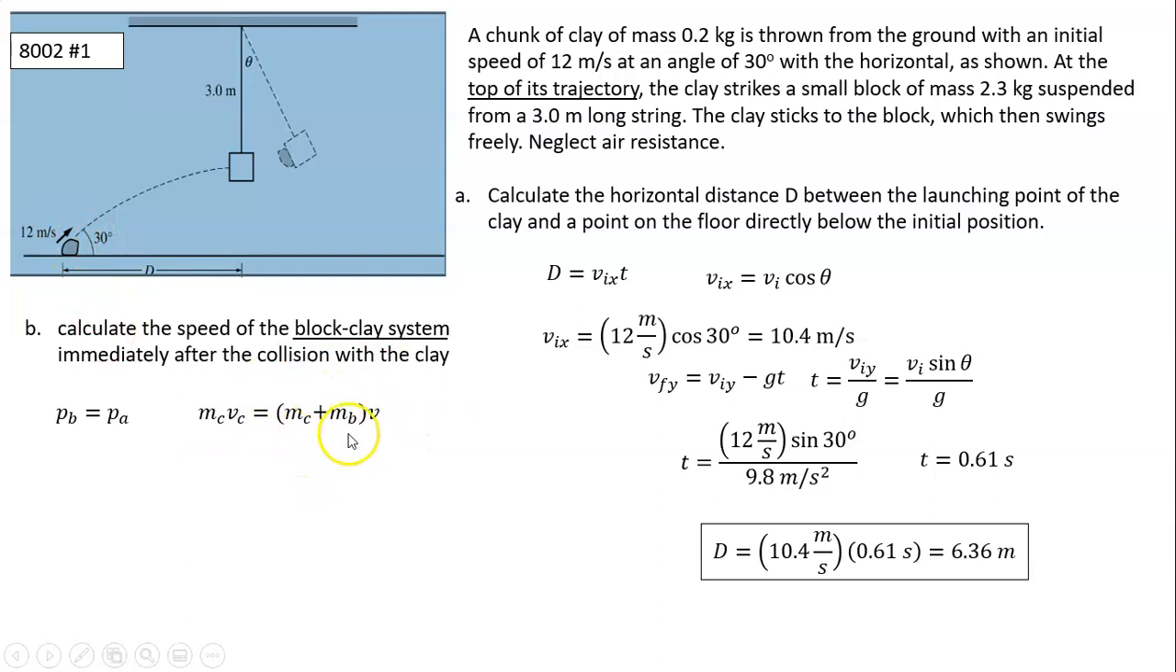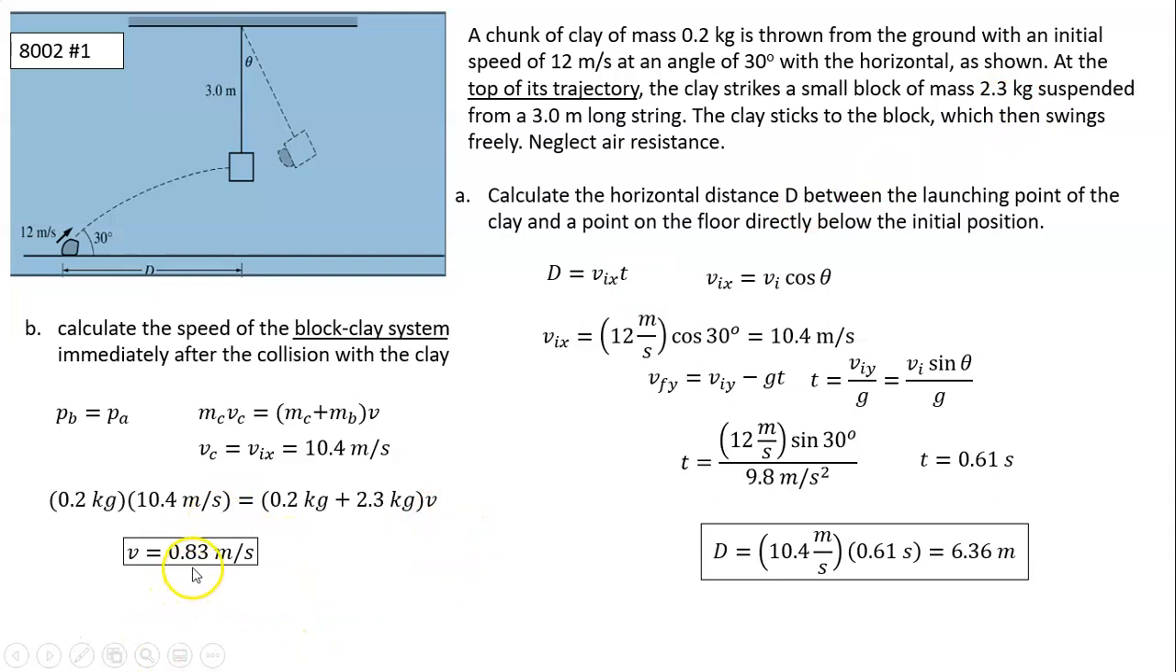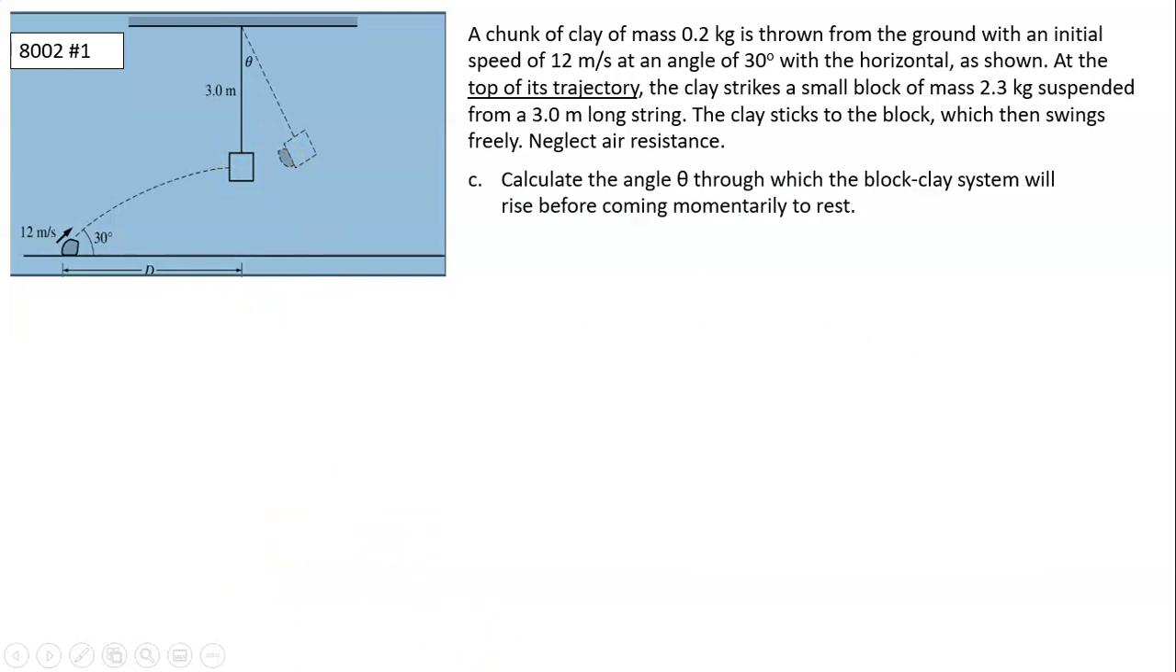And after, the two of them move together. So v_c just equals v_ix, that's 10.4. Substitute all the masses, which are given, 0.2 kilograms and 2.3, so we can solve for v. So v equals 0.83 meters per second. That's how fast the clay and the block are moving after the collision.